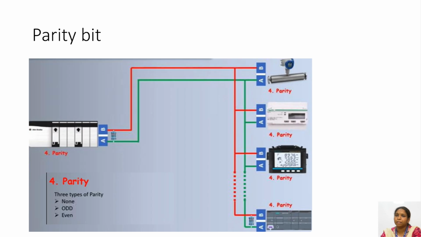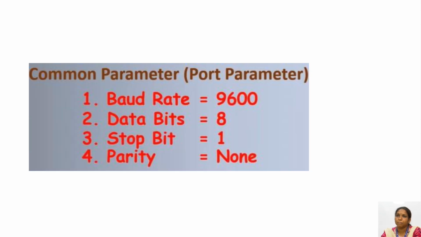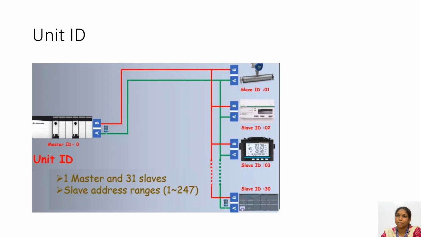In parity bit, there are 3 types of parity. It can be even parity, odd parity or no parity. So the standard parameters between the master and the slave are: baud rate 9600 BPS, data bit 8, stop bit 1 and parity none. The unit ID for the master will be 1 and it can connect up to 32 slaves. So it can be 1 master and 31 slaves. The address range is 1 to 247.